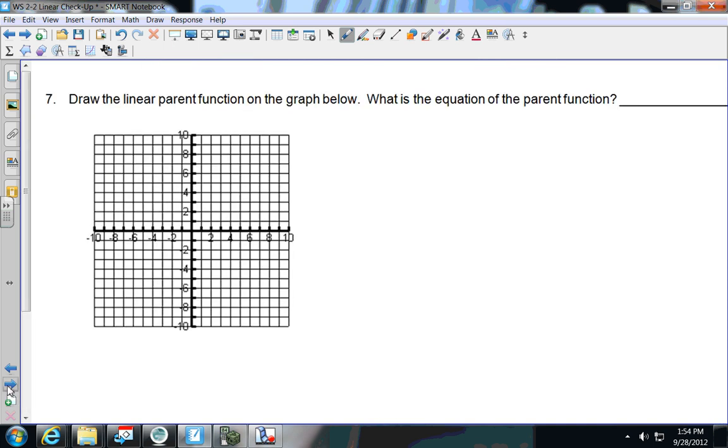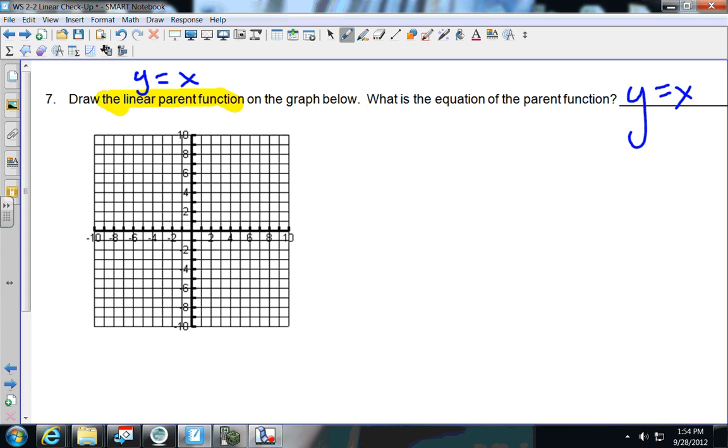Next, it says draw the linear parent function of the graph below. Okay, very important that you know what a linear parent function is. Linear parent function is the beginning function. It is y equals x. That's it. It's the base function that we compare all of our equations to. So I guess it says to draw it. What's the equation? Y equals x. You're going to have that memorized.